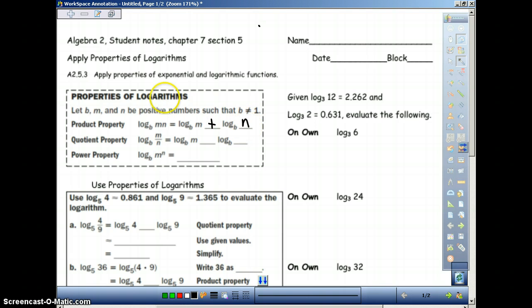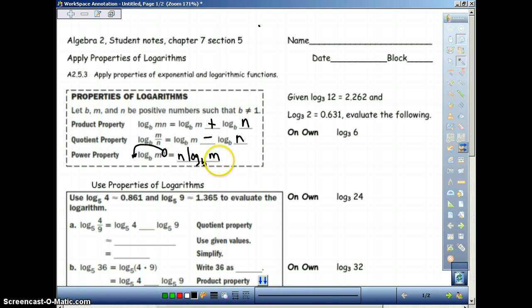With a quotient, exactly what you'd expect, you're going to subtract. It would be the logarithm of the top minus the logarithm of the bottom, which is n. And the last one is a power to a power. Remember, the logarithm of m is a power already, and then we're going to raise it to another power. What we're going to do is real simple: you take this power and you just move it out front, because that will multiply. So it'll be n times the logarithm base b of m. So n times the logarithm of m.